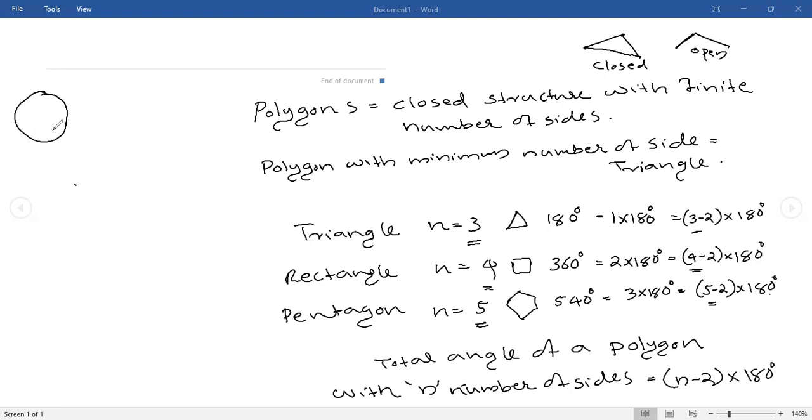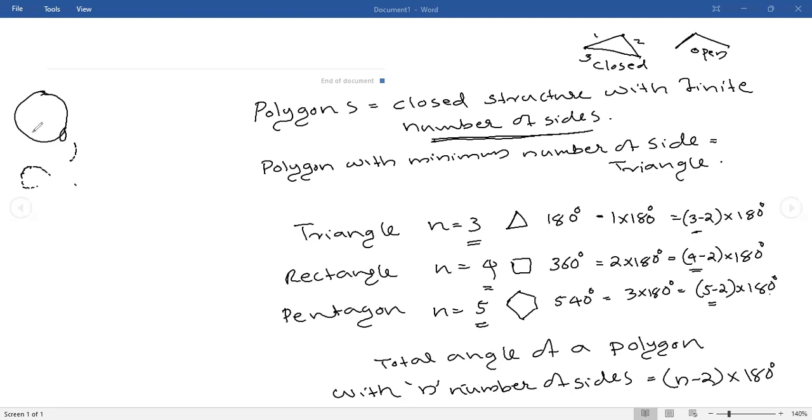Is a circle a polygon? What is the number of sides here? In the case of a triangle, 1, 2, 3. In the case of a circle, what is the number of sides? 0, sir. Actually, it is not 0. A circle is made with a number of sides. When you zoom into this region, you can see it contains a number of sides in this manner.